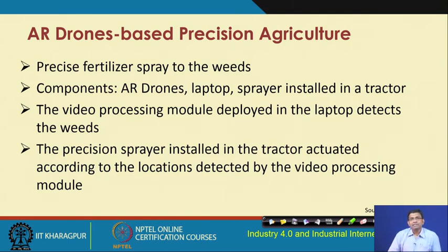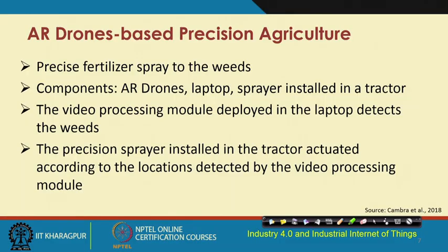We are using drones of different types for precision agriculture. So, we have different applications, but let us look at this particular work by Cambrai et al. It is a very recent work published in 2018. Here they are talking about precise fertilizer spray to the weeds, and this is a very important and challenging problem, because you need to have precise spray of weedicides in such a way that only the weeds will be sprayed and the other places will be minimally affected, right.